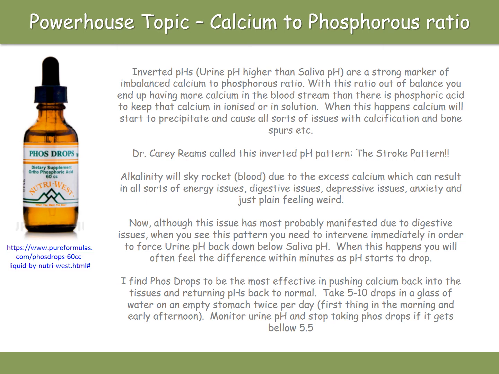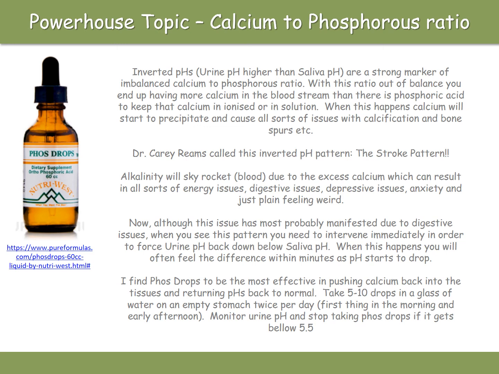Okay. Now, when I'm looking at this pattern, I would usually see something like a urine pH of 6.8, 6.9 or 7, and then saliva might be 5.8 or something like that. We don't need to push the saliva down, but we really do need to push the urine down. And you can do that with phosphoric acid drops. Okay, it won't move saliva, but it will move urine, which is why we use this.